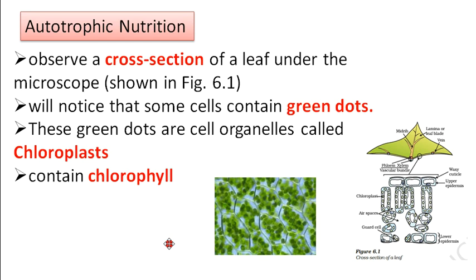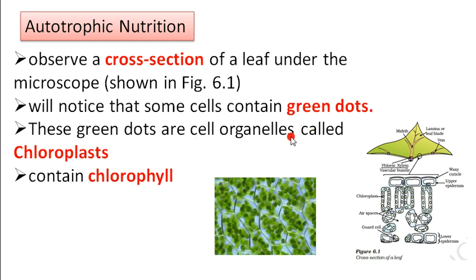Now observe a cross section of a leaf under the microscope. Then we will notice that some cells contain green dots. As we observe the cross section, you can see this diagram, figure 6.1, and you can also find it in your textbook. Cross section means cutting horizontally. So we notice green dots. What are these green dots? These green dots are cell organelles called chloroplasts.